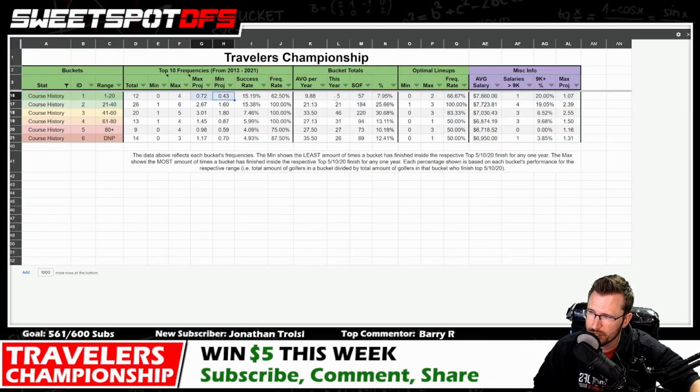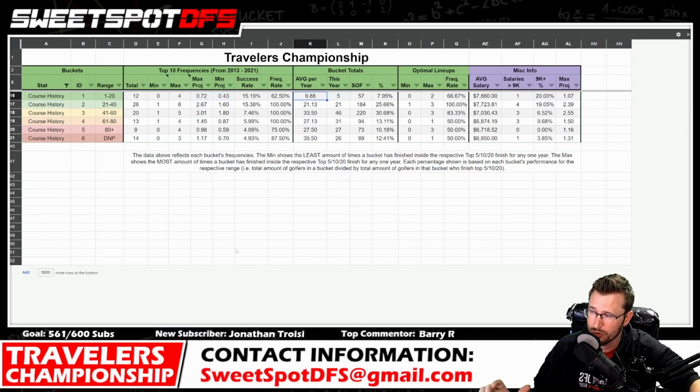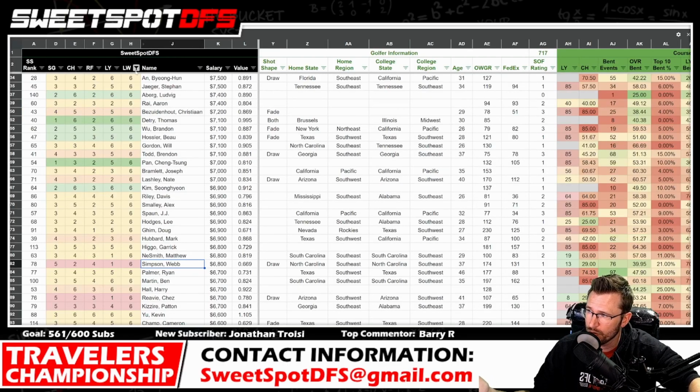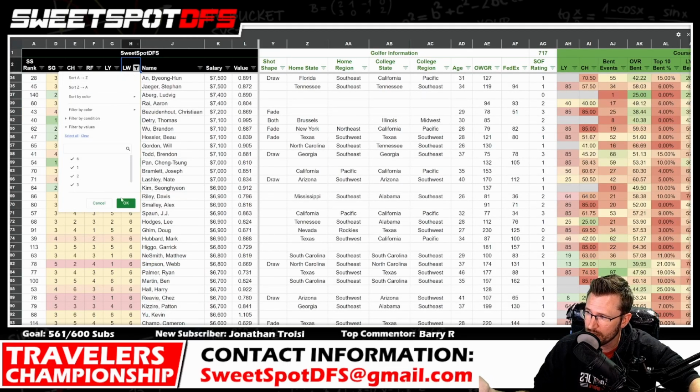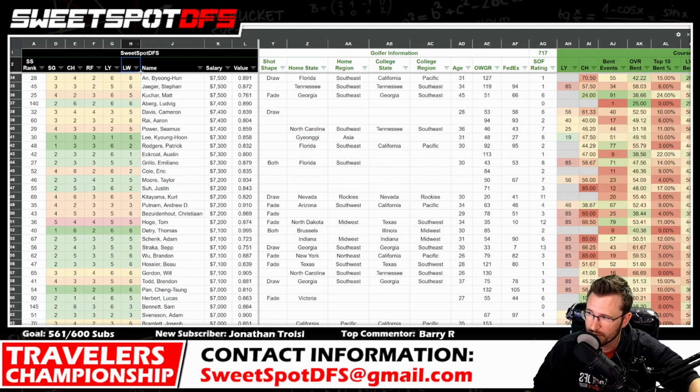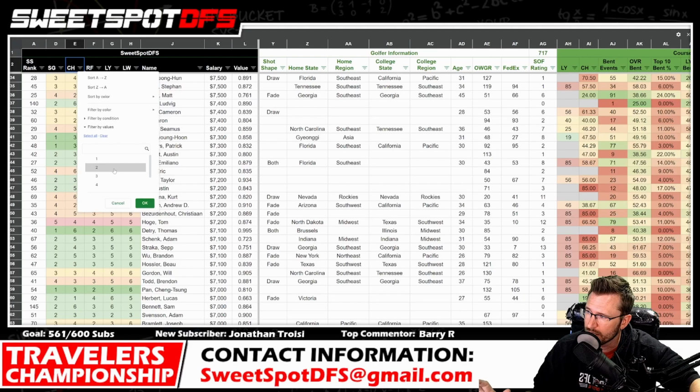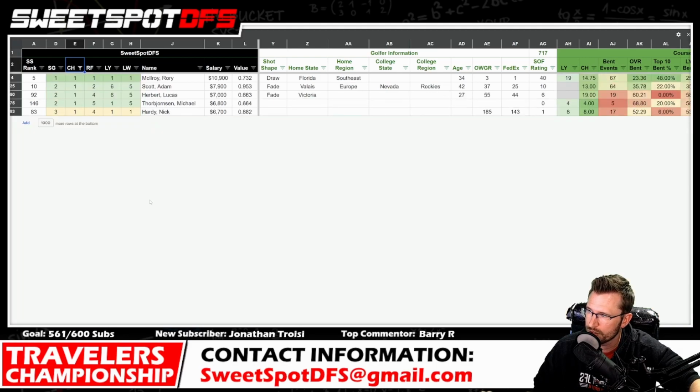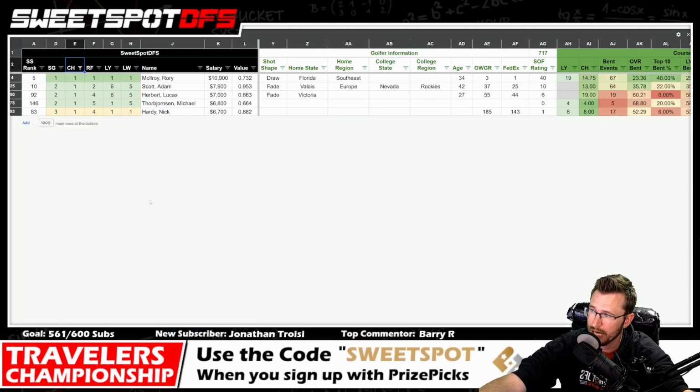The projection here is 0 to 2. There are only 5 golfers in that bucket, where we normally see around 10. So just to give you a heads up of who the best course history guys are at this event. Again, if you're following along with me, just make sure all the filters are removed. Clear everything and just select one for course history. It is Rory McIlroy, Adam Scott, Lucas Herbert, Michael Thorbjornsen, and Nick Hardy.